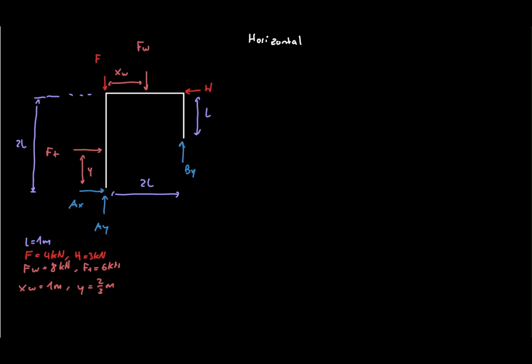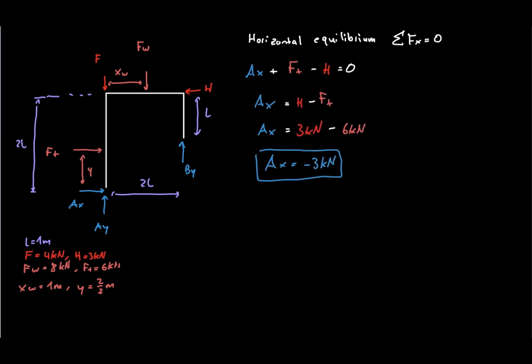We start with horizontal equilibrium. Solving gives AX equals -3 kilonewtons. The negative sign means the actual reaction at AX is to the left.